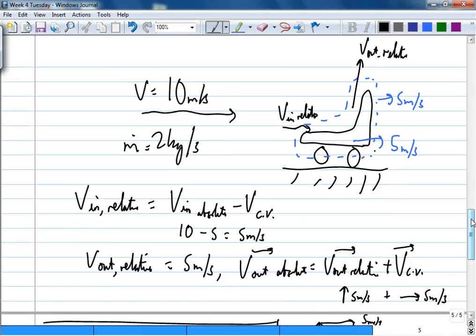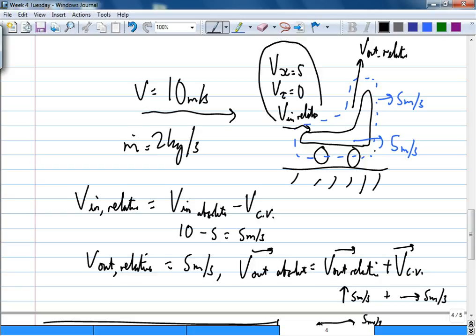When you're doing the momentum analysis, as far as the skid is concerned, use the velocities relative to the moving control volume. Relative to the moving control volume, the water comes in at 5 and goes up at 5. So the in velocity has x component 5 and z component 0. Out, vx equals 0, vz equals 5. So we use the velocity relative to the skid, or relative to the moving control volume, not the absolute velocity.